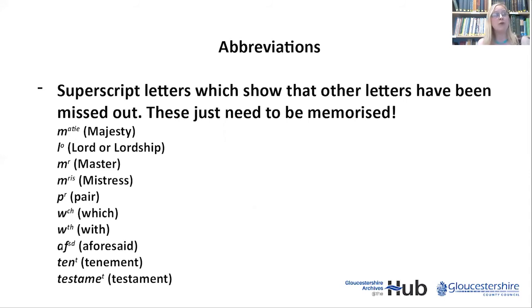You've also got lots of superscript letters within old handwriting, which you basically just need to practice and be familiar with. So various examples there: Majesty, Lord, Master, Mistress, Pair. Which and with are always very standard. So if it's a CH in the superscript, it's "which", and if it's a TH, it's "with". So that's always worth remembering. And then aforesaid, tenement and testament, you'll often find the little superscript D, for example, at the end of the word "said", and it's actually just an S with a D, and you can make that into a "said".